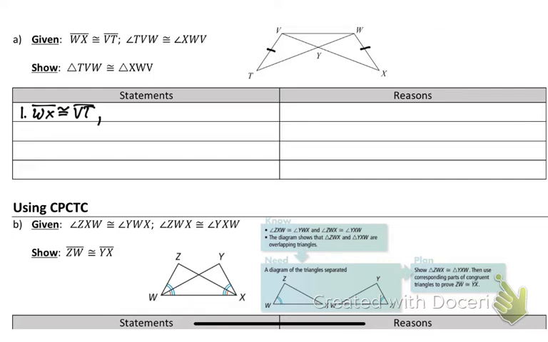Then I also have that angle TVW is congruent to angle XWV. So TVW, now you've got to be very, very careful that you do this correctly. TVW is this big angle here. So it'd be that entire TVW, which would be this entire angle here. Make sure you go far enough. That is congruent to XWV. XWV is this entire big angle here.